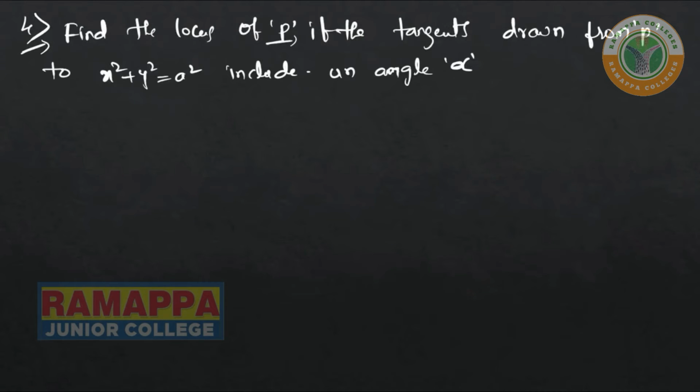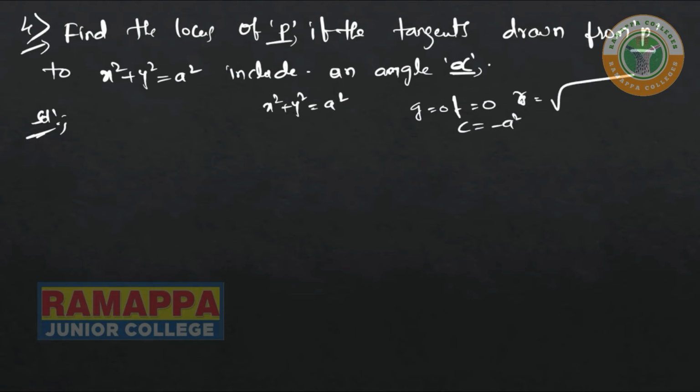Here the fourth question is: find the locus of P if the tangents drawn from P to the circle x square plus y square is equal to a square include an angle alpha. Solution: here the given equation is x square plus y square is equal to a square. So from this g is equal to 0 and f is equal to 0, and c is equal to minus a square. I will get r is equal to under root of 0 square plus 0 square minus of minus a square, it will become plus a square. So r is equal to a here.